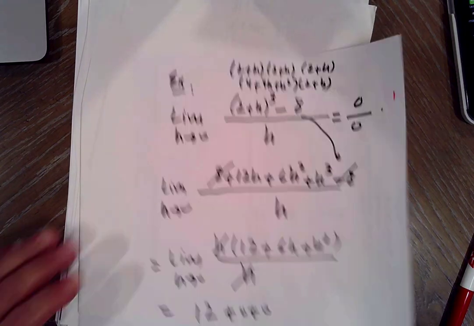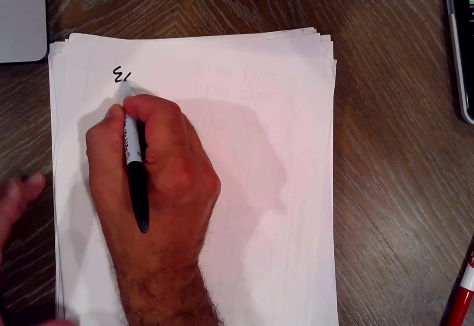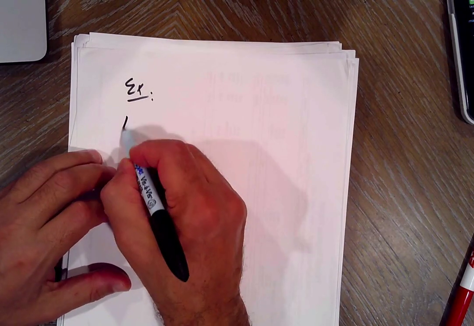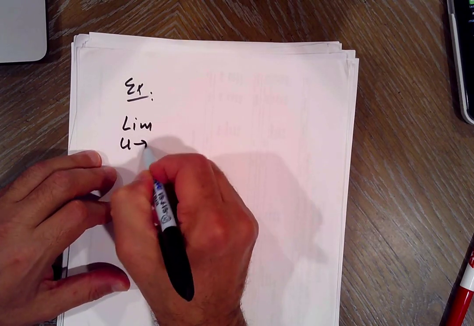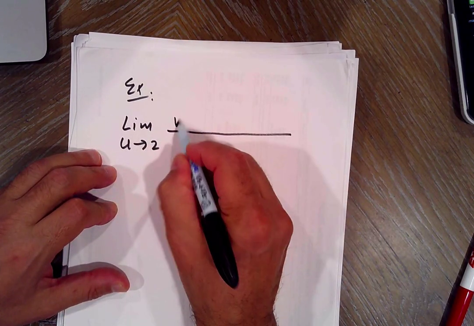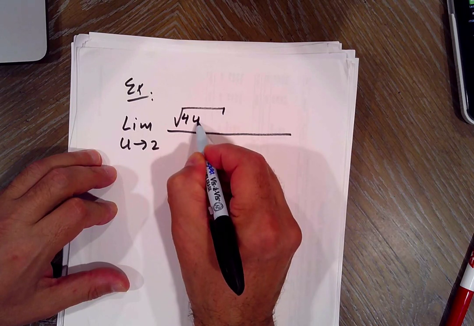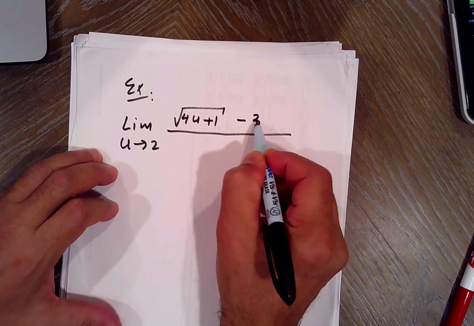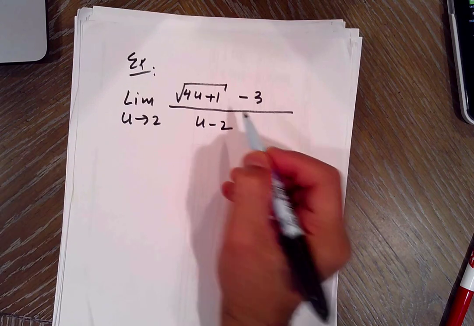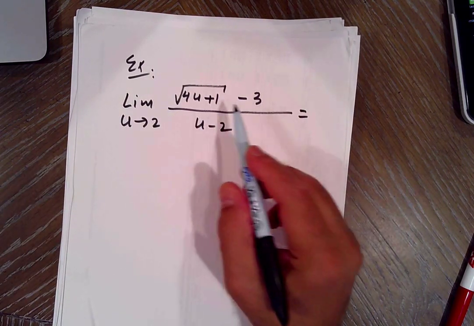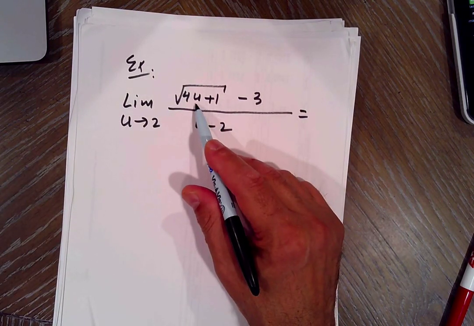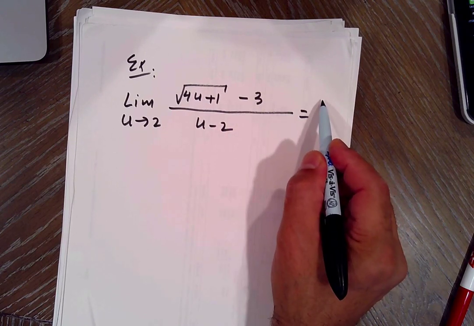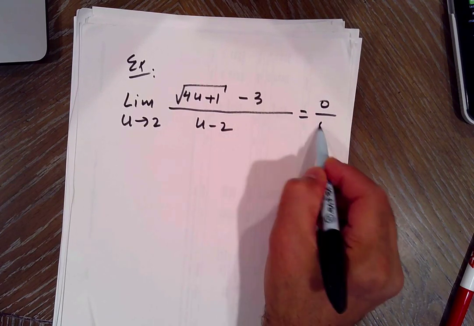Okay, another example. Again, I'm trying to give you a variety of different kinds of problems, okay? So hopefully that would help on the test. The limit as u goes to 2 of square root of 4u plus 1 minus 3 over u minus 2. So when we put a 2 in there, we get 8 plus 1 is 9, that's a 3 minus 3 is 0, and then 2 minus 2 is 0.